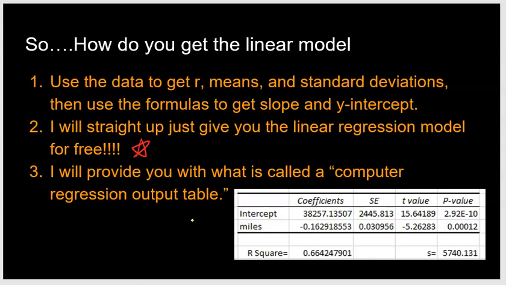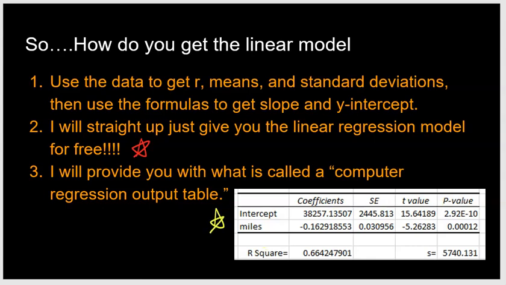So it's going to take all that data, and if it's going to do everything for you, it needs to spit it out in a way that you can read it and understand it. And it does so with a computer output table. So imagine a computer, and you feed in all the data, all the x's, all the y's, and it gives you an output that you could read to understand what everything is. And this right here at the bottom is an example of a computer output table.